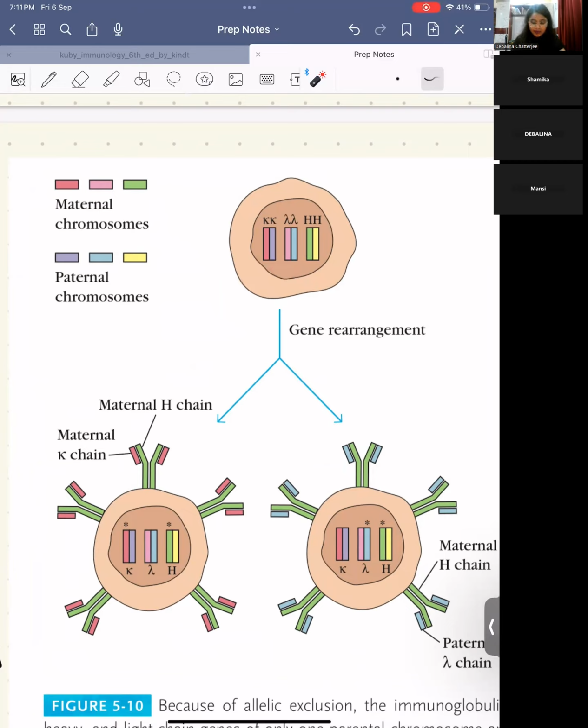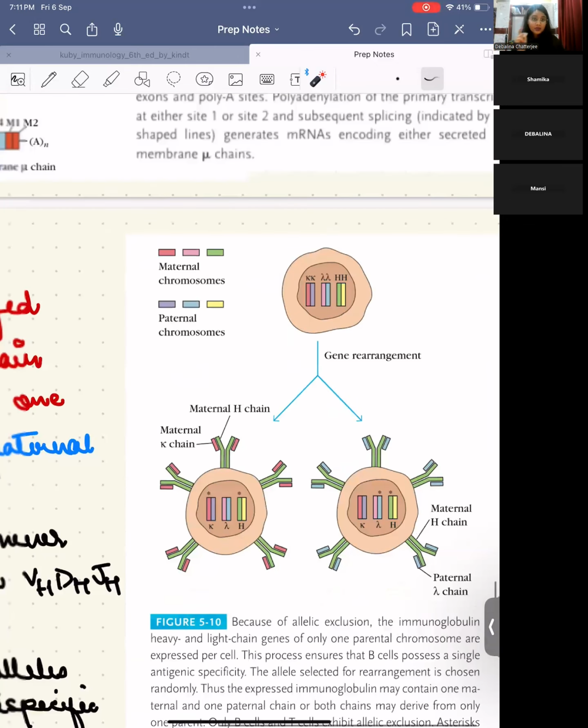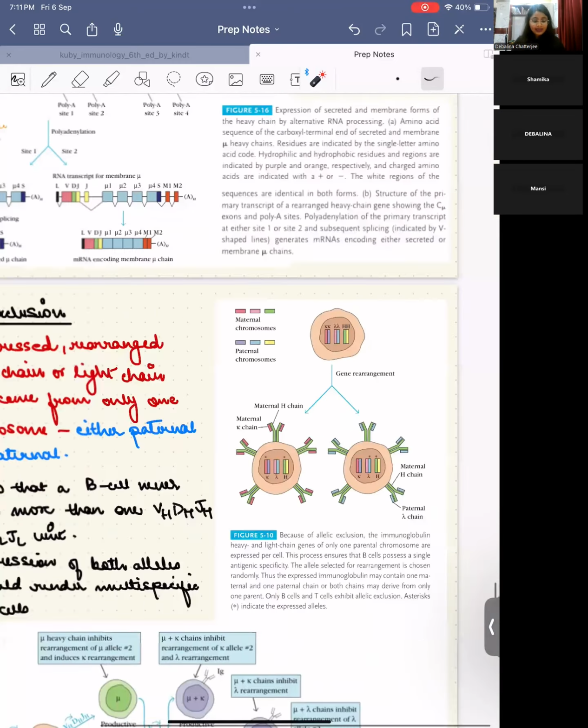Either the maternal kappa is going to get expressed or the paternal kappa is going to get expressed. And that's true for lambda as well as the heavy chains. What is the purpose of this? So this phenomenon where only one allele is expressed by the cell, despite it having two alleles, is known as allelic exclusion.